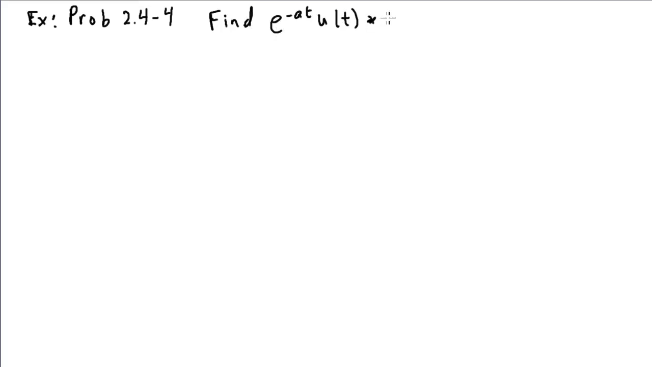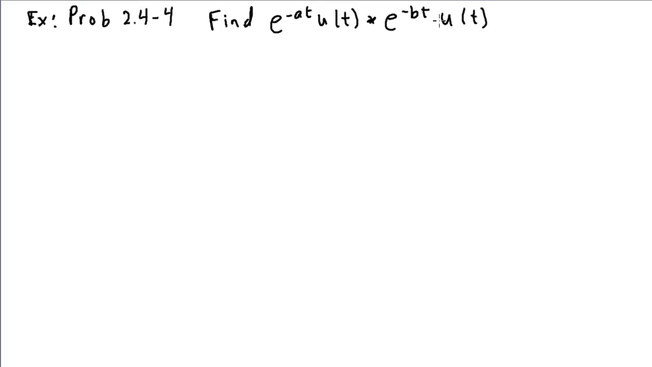Okay, let's take a look at a couple of convolution examples. So in the first example here, let's look at problem 2.4-4 from the end of chapter 2, and we're asked to find the result of convolving e to the minus at u of t with e to the minus bt u of t.